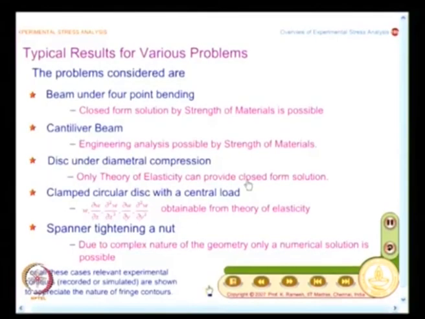The problems considered are beam under 4-point bending, cantilever beam, disc under diametral compression, clamped circular disc with a central load, and finally spanner tightening a nut. So, this is based on increasing degree of complexity.